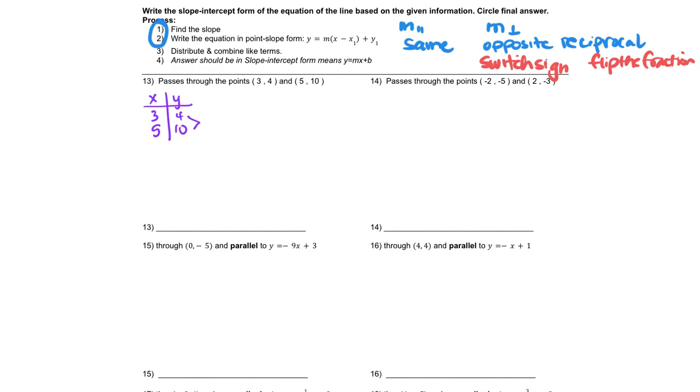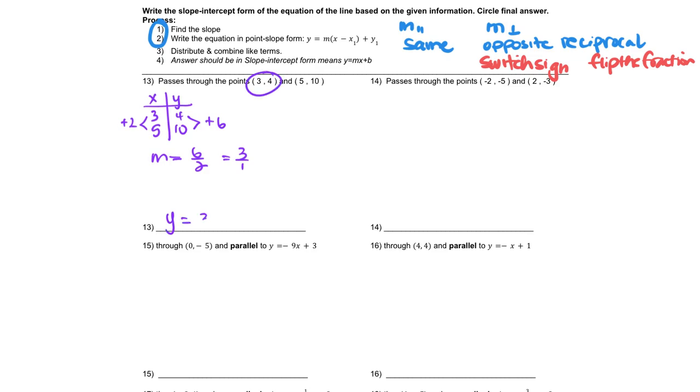So from 4 to 10 is increasing by 6. From 3 to 5 is increasing by 2. So my slope is 6 over 2, which reduces to 3 over 1. You could even write it as 3. For my equation, I can pick either. I'm going to pick the first one.